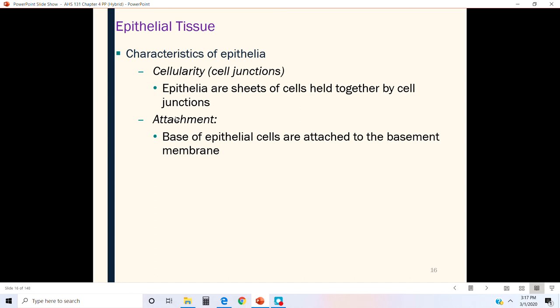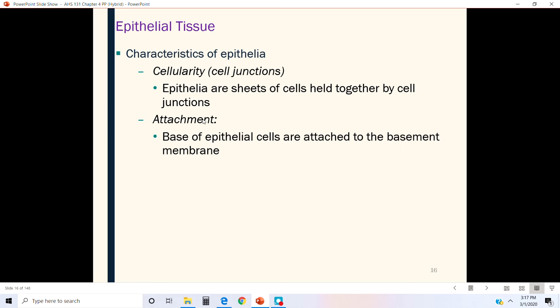The reason is that all the cells are connected together. These are epithelial cells that are joined together. If they weren't connected, the cells would just flake off individually. You wouldn't be able to pull off your skin in a sheet. So epithelia are sheets of cells held together by cell junctions, and I'll go over that with you also in the very near future. All right, so that's called cellularity.